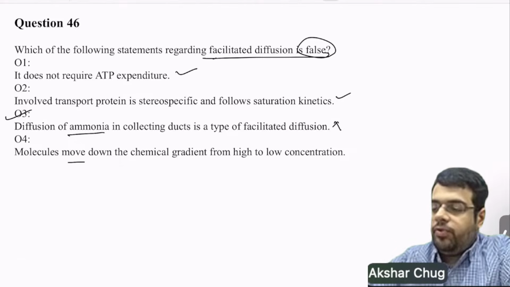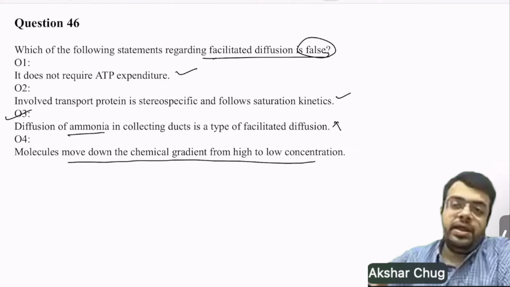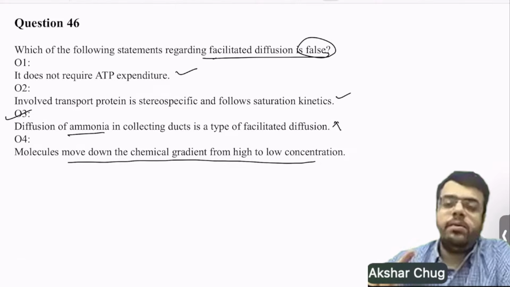Molecules move down the chemical gradient from high to low concentration. Again, this is the correct statement. Only in cases of active transport, the molecules will move against the concentration gradient.